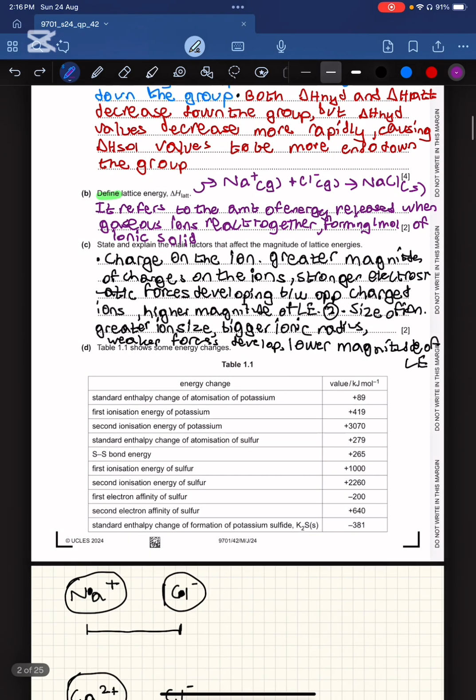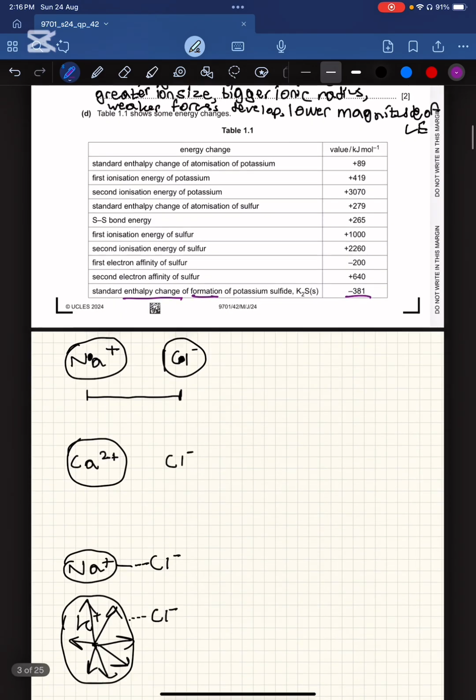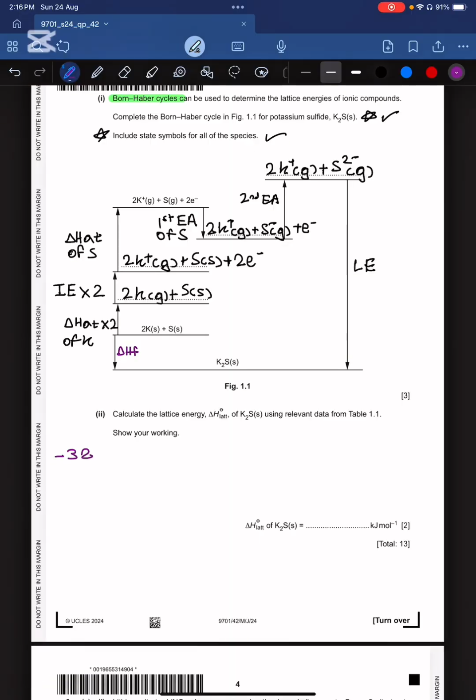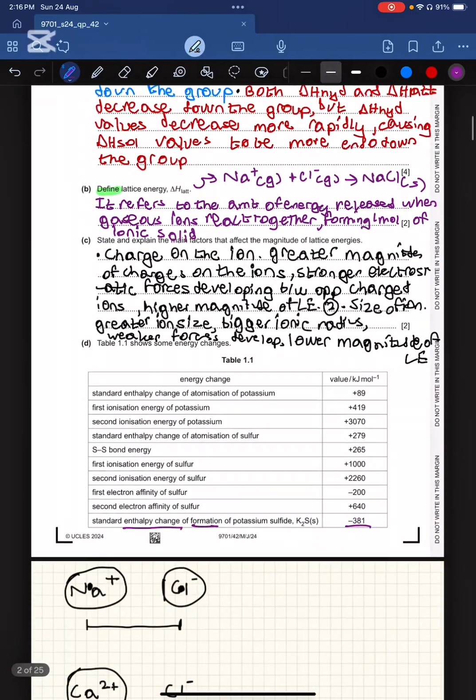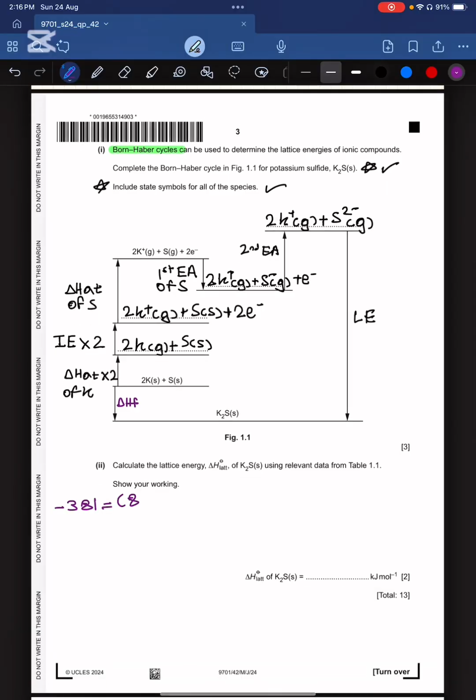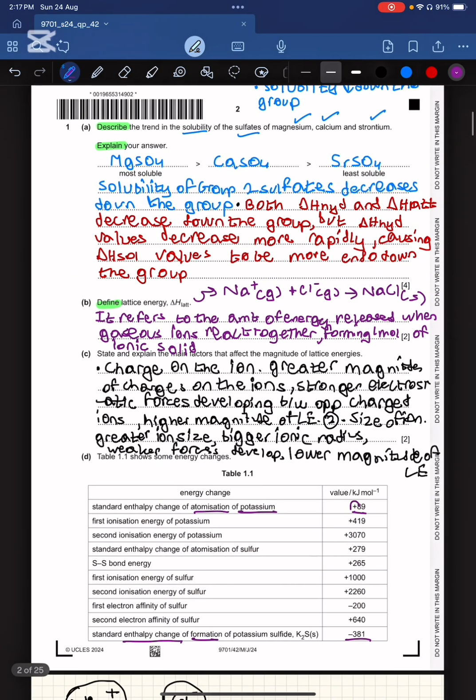Right, let's look at the enthalpy change of formation for potassium sulfide. There we go. It's minus 381. So I'll write minus 381 is equal to, now I will look for the enthalpy change of atomization of potassium and also multiply it by 2. Atomization of potassium is 89 times 2. So I'll say 89 times 2, and it's always going to be positive. Why is that? Because bonds are breaking. You're going from a solid to a gaseous state. Bond breaking is endothermic. That's why it is always, always positive.